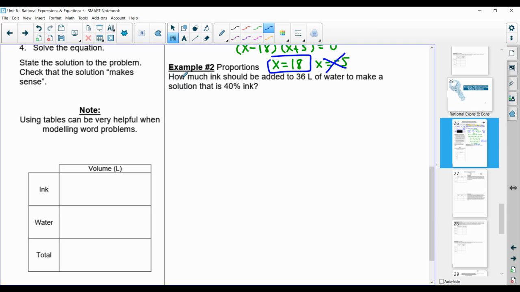So this question here says, how much ink should be added to 36 liters of water to make a solution that is 40% ink? All right, well, if we want to figure out a percentage of ink, this is what we would be doing. So the percentage of ink would be the amount of ink out of the total solution.